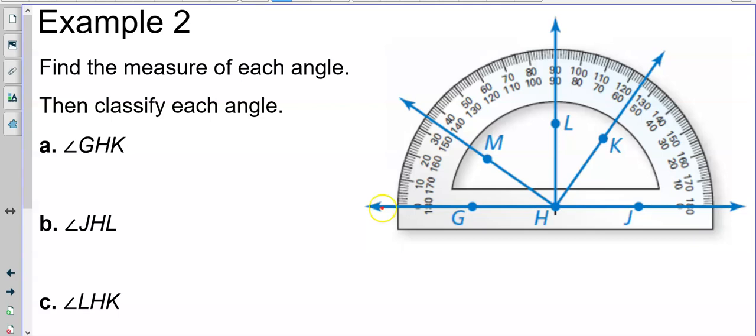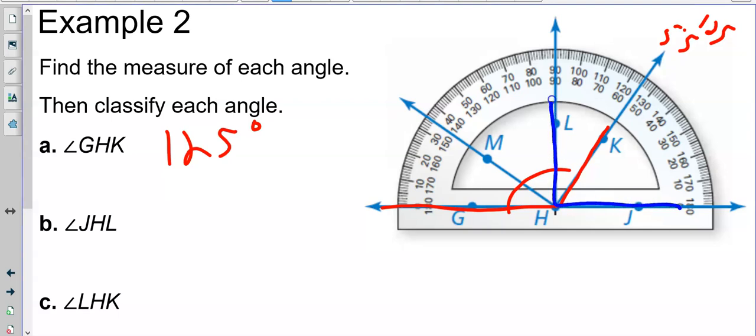GHK. Well, that's pretty easy because we're starting out at 0. So I'm just going to look and see, okay, I have a choice here. It's either 55 or 125. Well, if I look at this angle, that is open past 90. So that's 125 degrees. All right, JHL. J to H to L. Well, that's pretty easy because that's either 90 or 90, so it's just 90. It's a right angle.